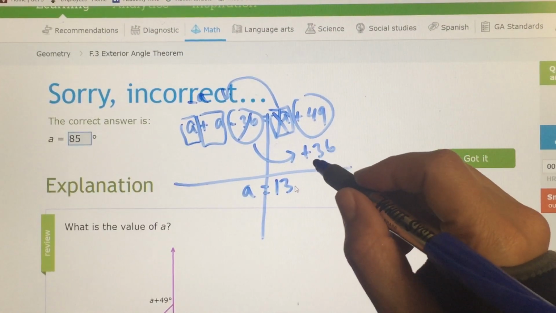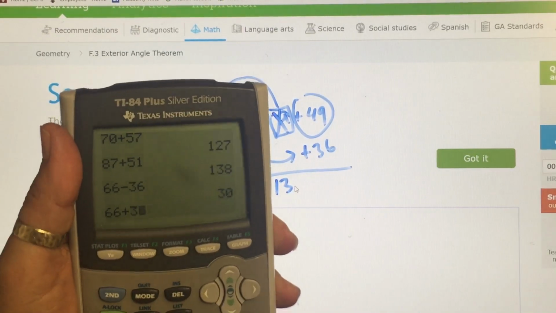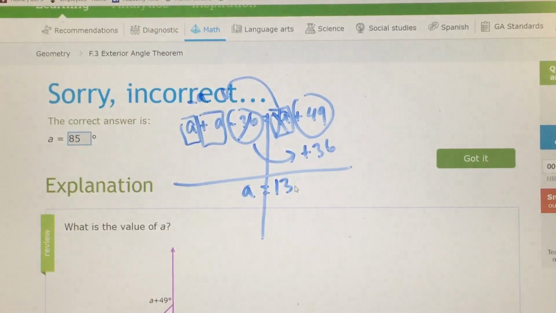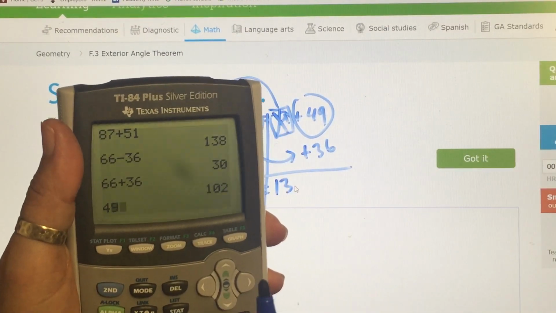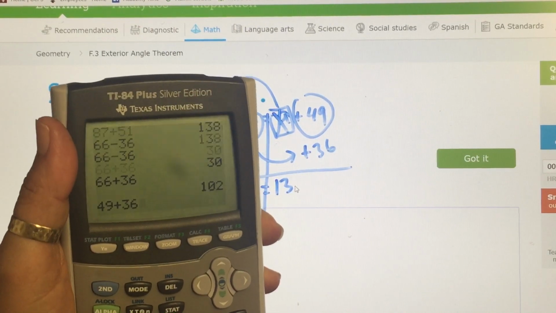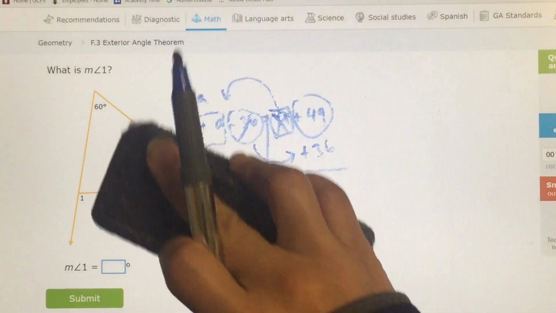What did I do? Why did I subtract? Why did y'all just watch me subtract? 66 plus 36. It clearly says add, so 102. Why am I adding 66? I'm clearly tripping. 49 plus 36. Jeez, 85. See, even Miss Ainley makes mistakes.